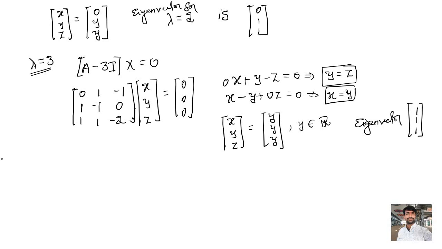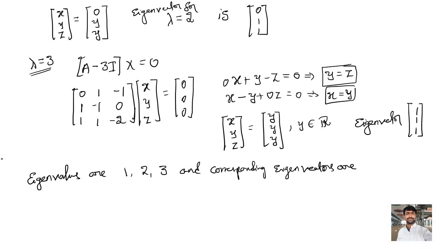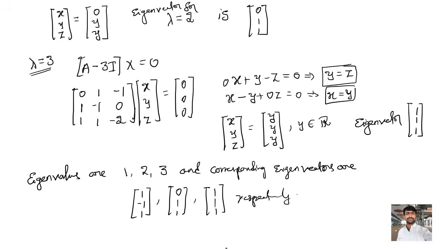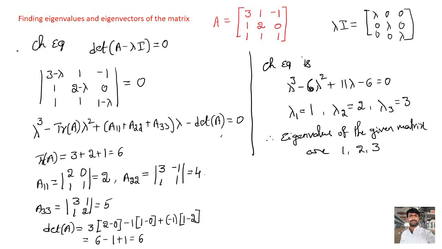And let us write it as a conclusion. Here the eigenvalues are 1, 2, 3, and the corresponding eigenvectors, let us write in order: for 1 we got 1, negative 1, 1, for 2 we got 0, 1, 1, and for 3 we got 1, 1, 1 respectively. Okay, this is how you can find eigenvalues and eigenvectors for the given matrix.